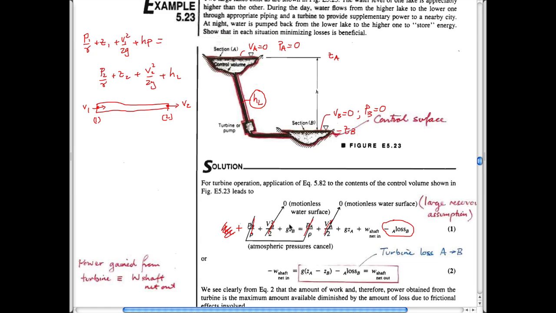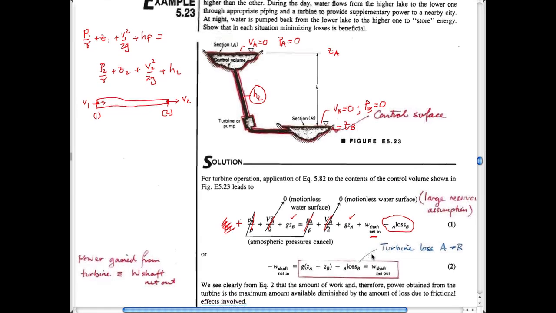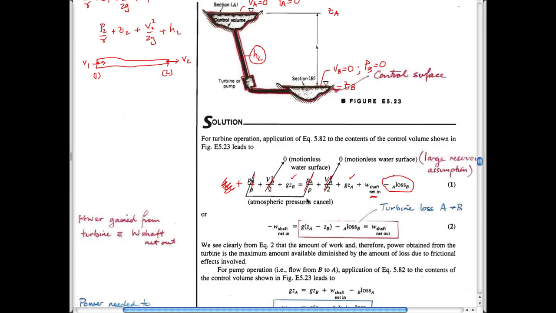And the only terms that therefore exist are this elevation, the amount of work we get out of the system, and the losses we have in the system. And so if you rearrange that in terms of these, then what do we end up with? We end up with the work in, which has a negative sign on it. Elevation A is larger than B, so this is going to be positive, right?